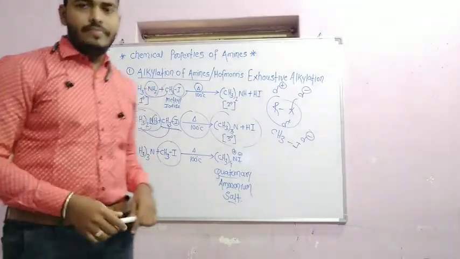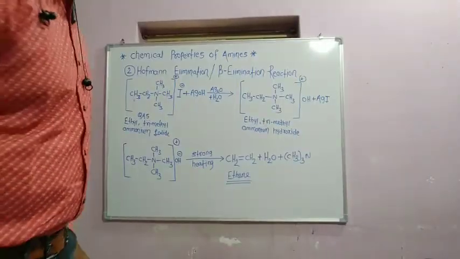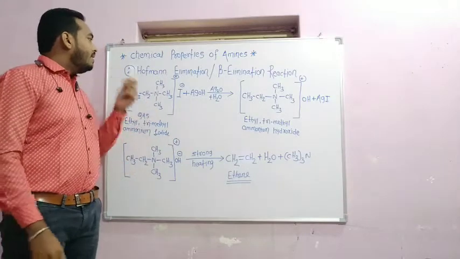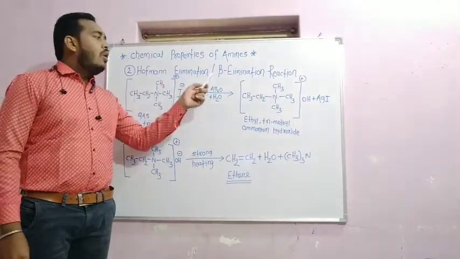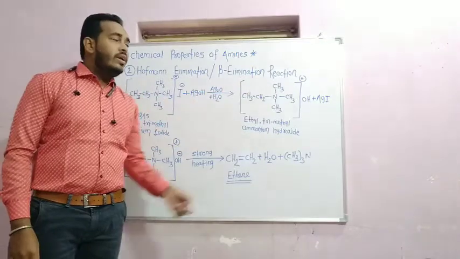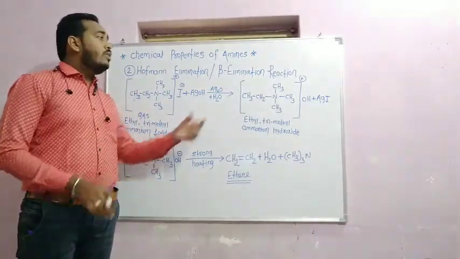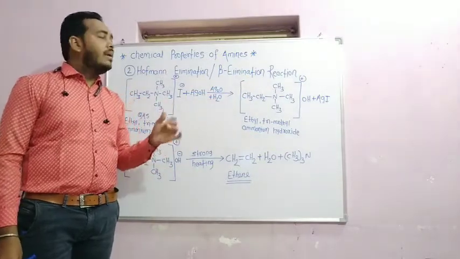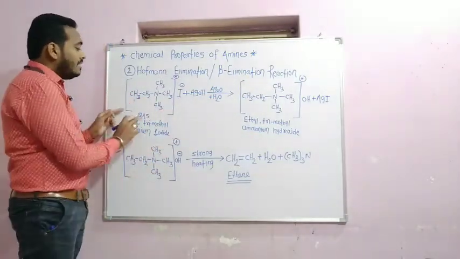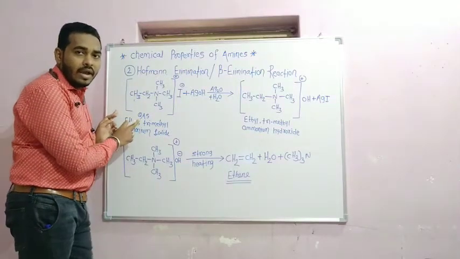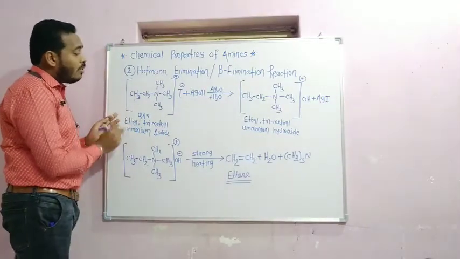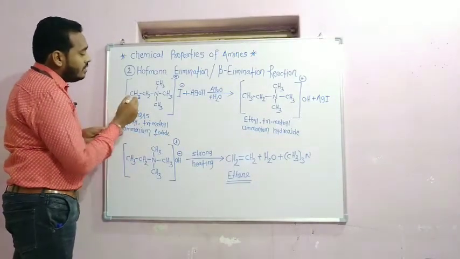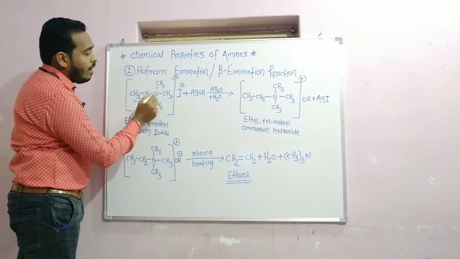Next reaction. The next chemical property of amine is the Hofmann elimination or beta elimination reaction. We already know what beta elimination is, and the positions alpha, beta, gamma, delta, positive, negative. In this, the quaternary ammonium salt from the previous reaction is obtained. The name of the salt is ethyl trimethyl ammonium iodide.